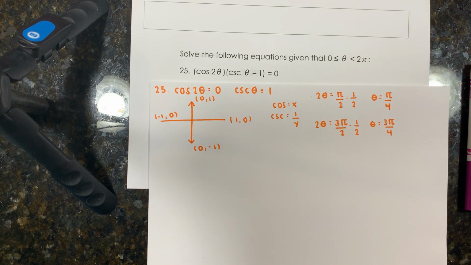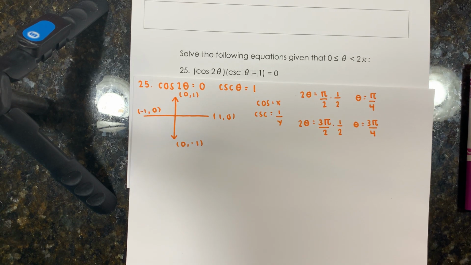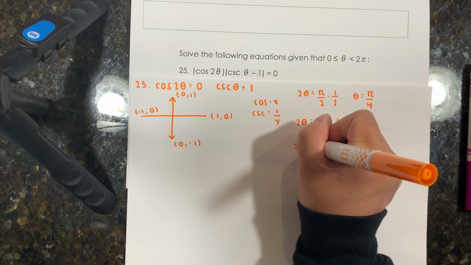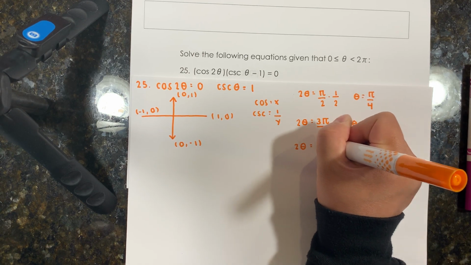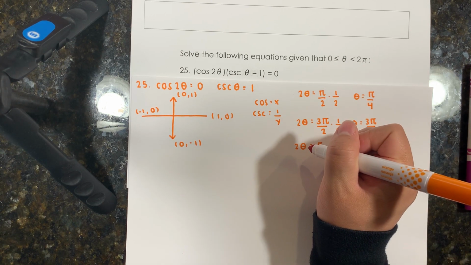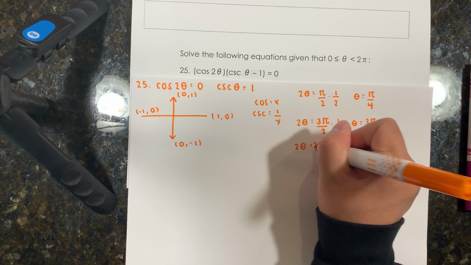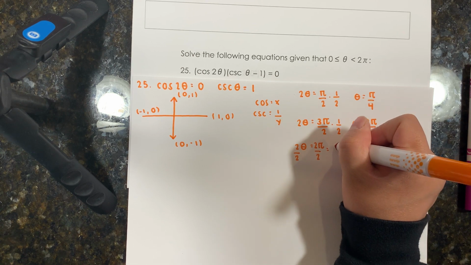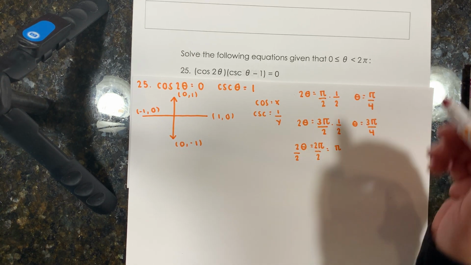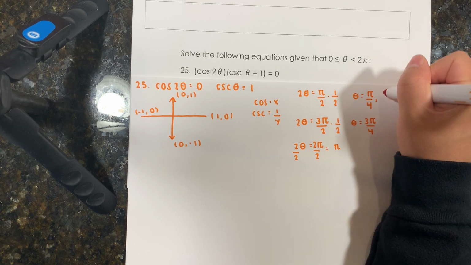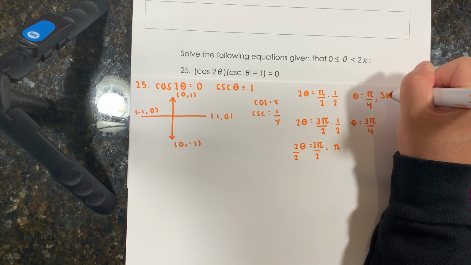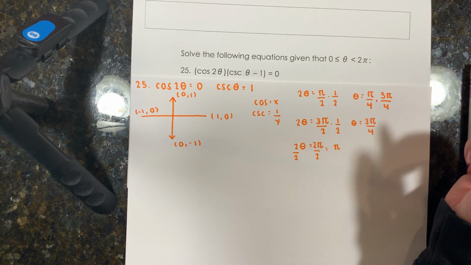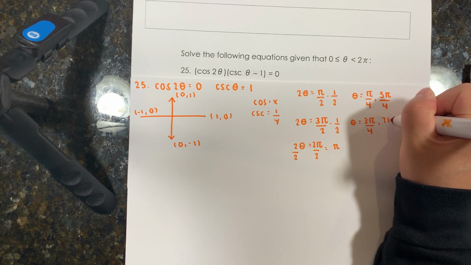Remember, though, that I'm going to have another answer for each of those quadrants. So I'm going to set 2 theta equal to 2 pi. I'm going to divide both sides by 2, which would just give me pi. So if I add pi to pi over 4, that would give me 5 pi over 4. If I add pi to 3 pi over 4, that would be 7 pi over 4.